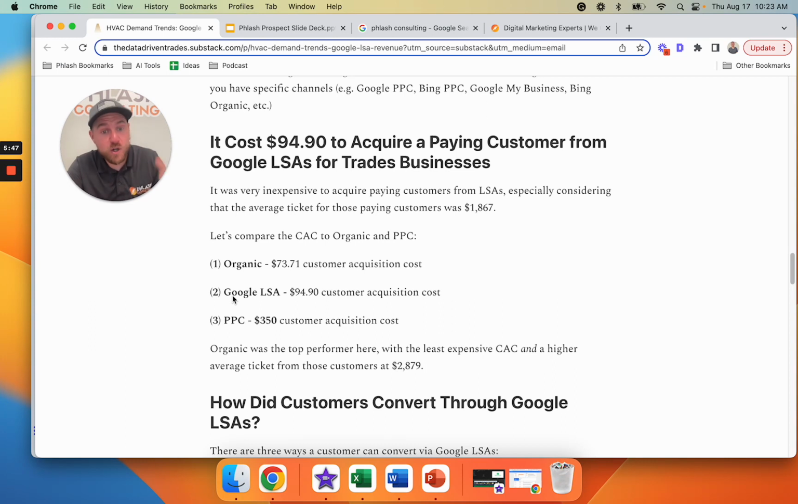This one takes longer. It's also the medium expensive. This one you can turn on tomorrow and start running ads for pay-per-click. And you can start getting leads in, but it's very transactional. And again, it's much more expensive.